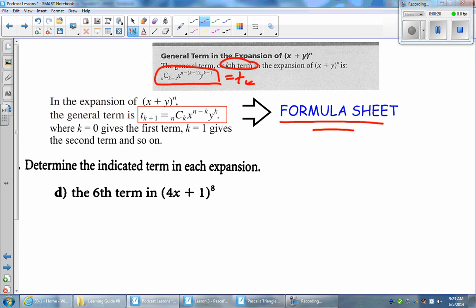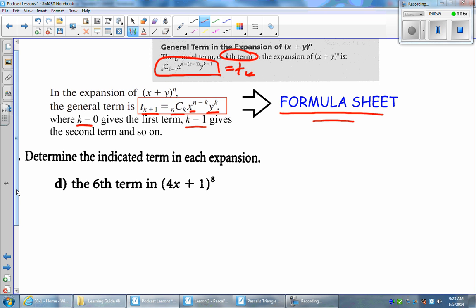And the second one is actually from the formula sheet on the diploma. That formula looks like this: t subscript k plus 1 equals n choose k times x to the power of n minus k times y to the power of k. A couple notes here. When k is equal to 0, that gives the first term. When k is equal to 1, that gives the second term, and so on. So we've got to use that pattern to find a specific term. So let's go ahead and use this formula.